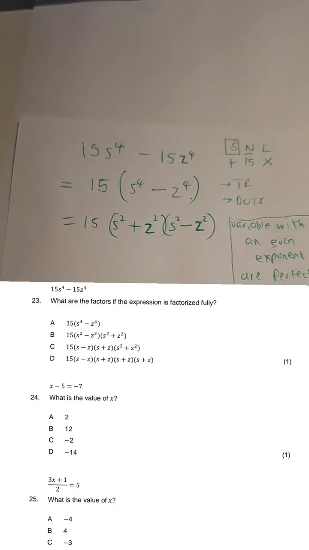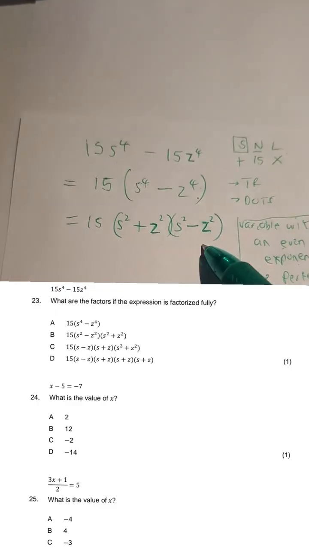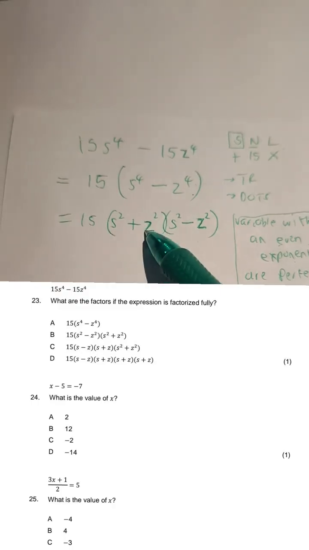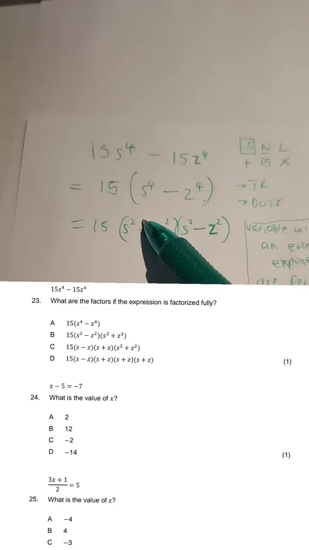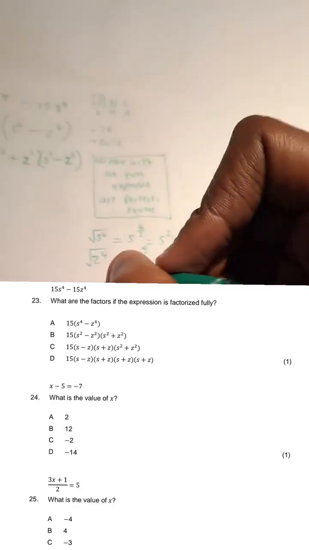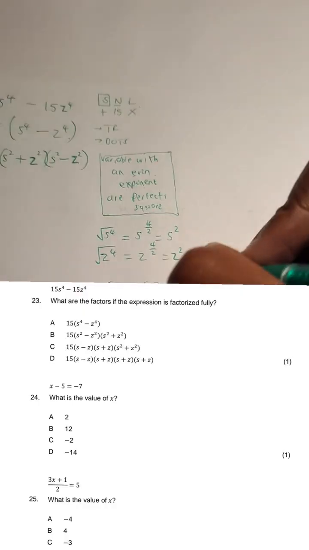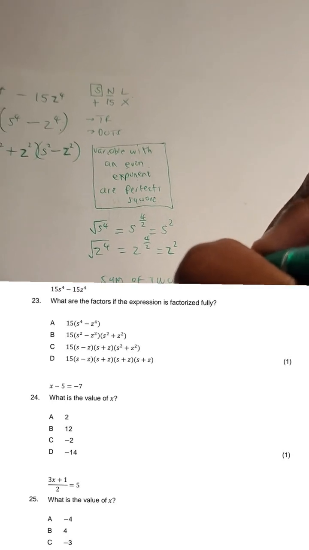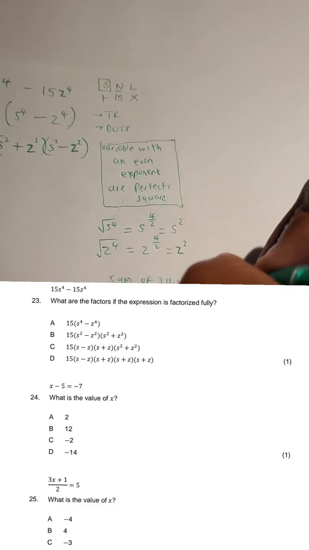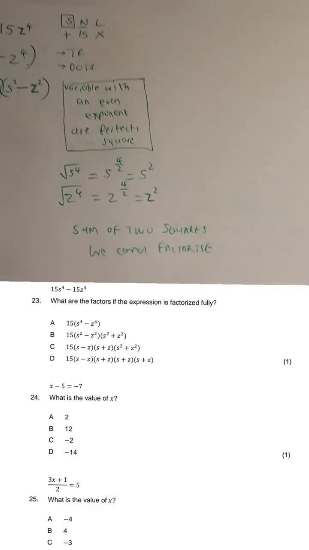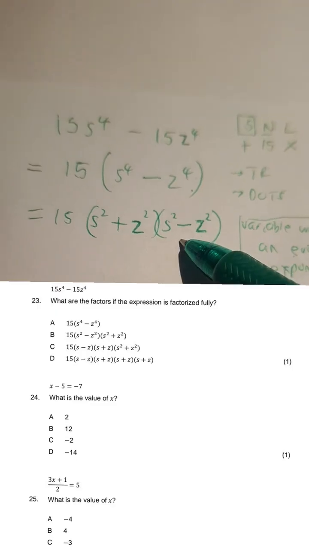Okay, now if I relook at the expression, it seems like there's more to be done. Why? Because if you look at your first bracket, you cannot factorize this any further because this is a sum of 2 squares. Guys, a sum of 2 squares is unfactorizable. We cannot factorize a sum of 2 squares, but you can factorize a difference of 2 squares.